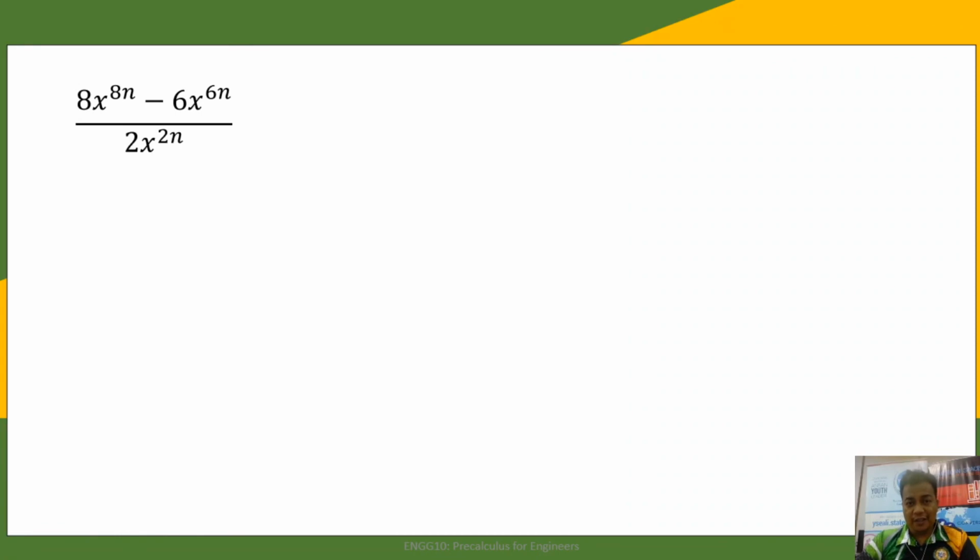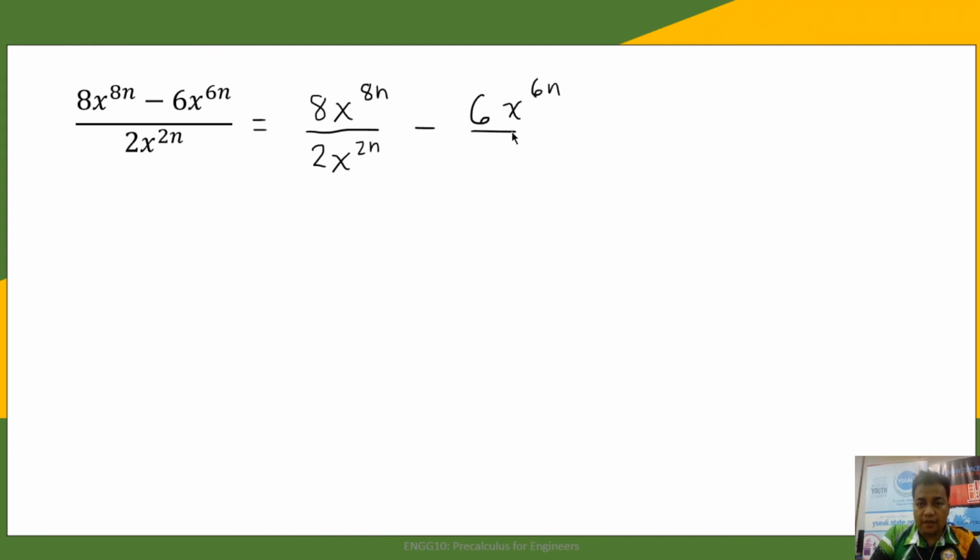And this is our final example in dividing polynomials by a monomial. We have 8x raised to 8n minus 6x raised to 6n all over 2x raised to 2n. Just like what we are doing, we are going to separate the terms: 8x raised to 8n divided by 2x raised to 2n, and then minus 6x raised to 6n divided by 2x raised to 2n. And then we simplify.